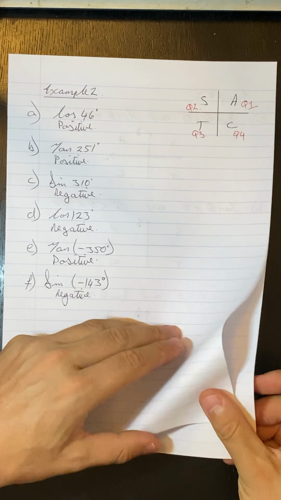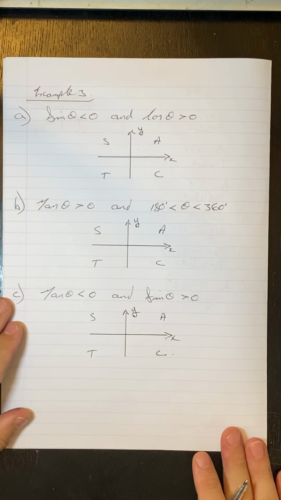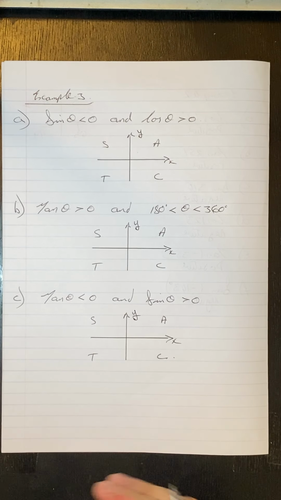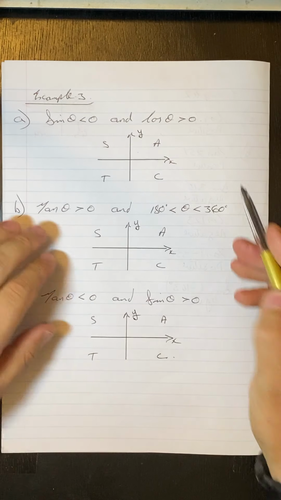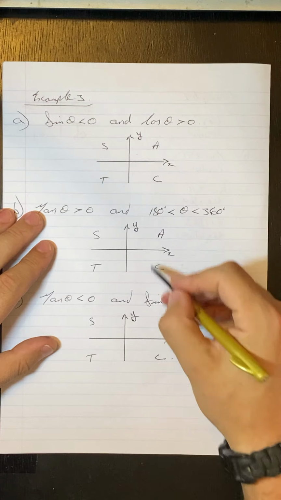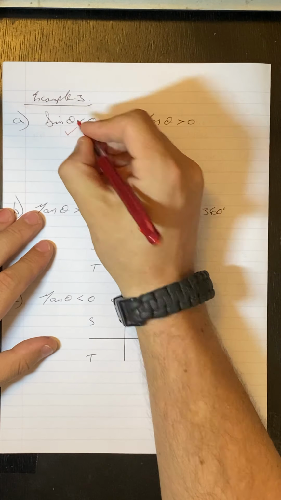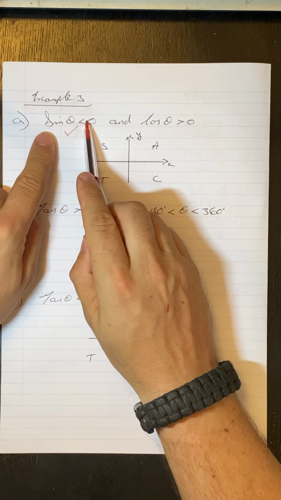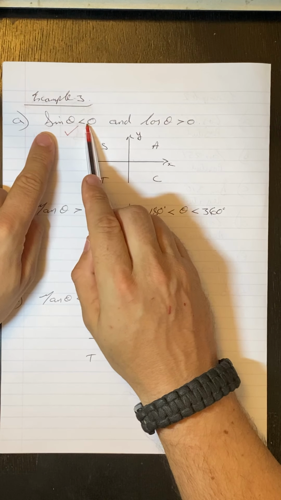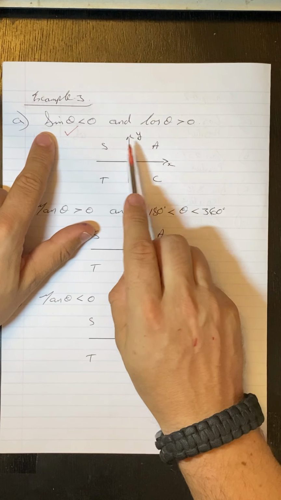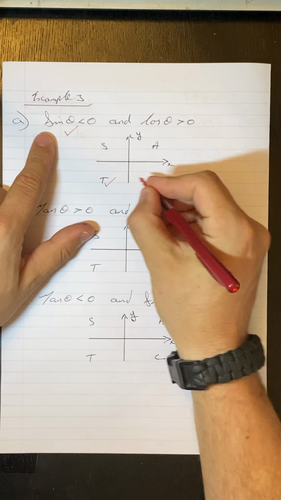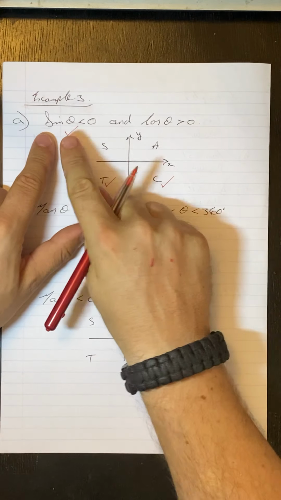Moving on to the last example. Okay, the question is asking, in which quadrant does theta lie? Now what they've given us here is 2 bits of information. So if I draw up my CAST diagram, which is already here for us, and I mark this one with a tick, it's saying where is tan less than 0? In other words, where is sine negative? So we know that sine is positive here and here, so it must be negative in this quadrant and this quadrant. And I've just marked that with a tick.